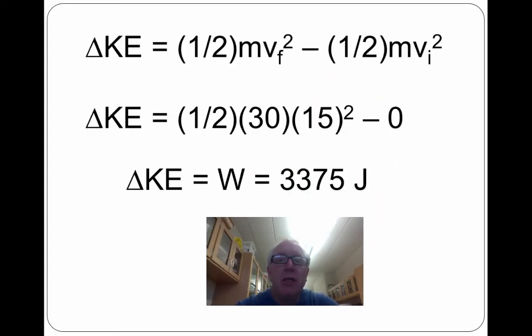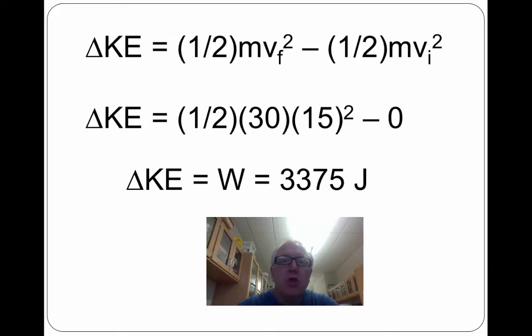There's my change in kinetic energy. There's my formula for kinetic energy. The final speed is involved in the final kinetic energy, and the initial speed is involved in the initial kinetic energy. And I'm just plugging in the information that I've already identified here. And of course, since the initial speed was 0, then the initial kinetic energy was 0 as well. And so that means that there was 3,375 joules worth of work done on the object.